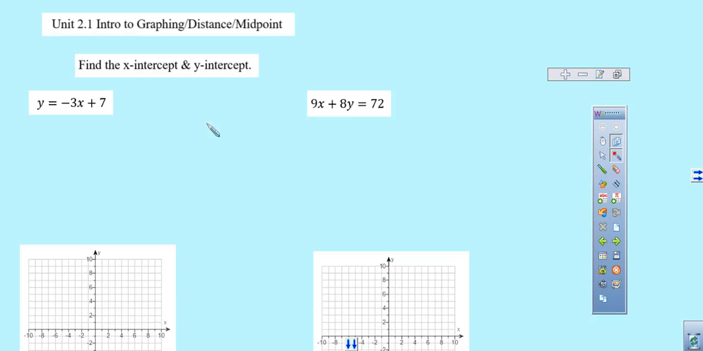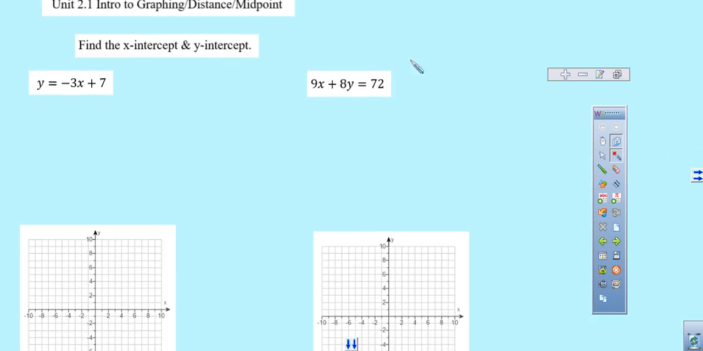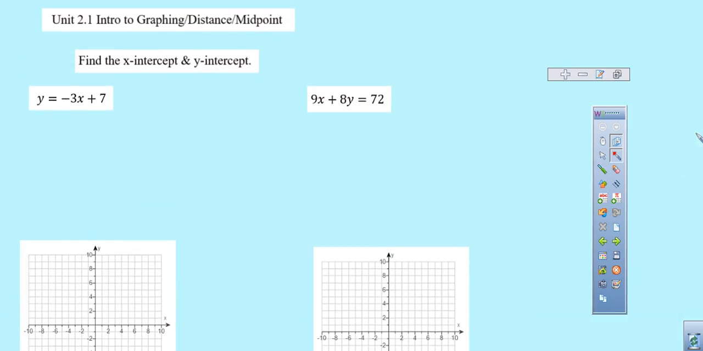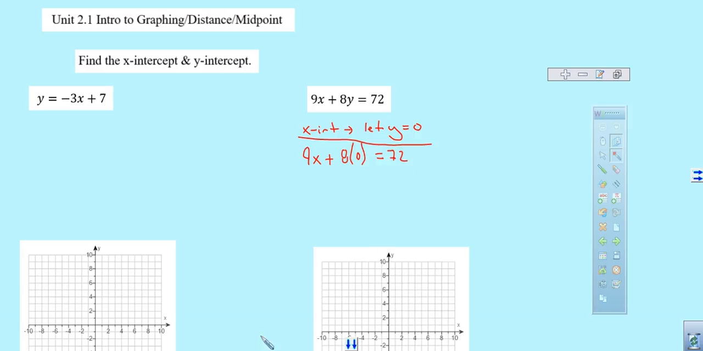So here we go. We got a couple different situations here. I'm actually going to take this guy as my example, and then you guys should just work on solving things in your homework. So we want to find our x-intercept. To find our x-intercept, we wrote down our little notes. We're going to let y be equal to 0. So I go ahead and come over here, and I got 9x plus 8 times 0 equals 72.